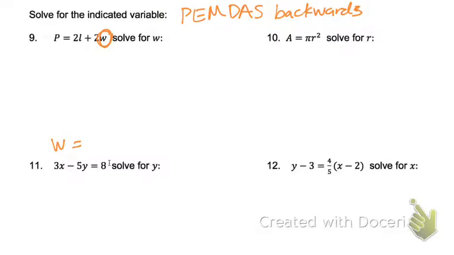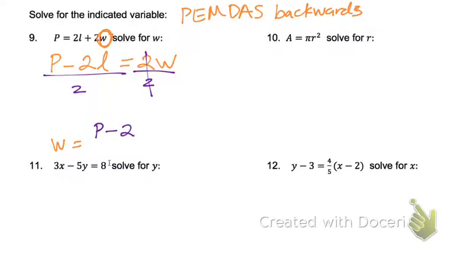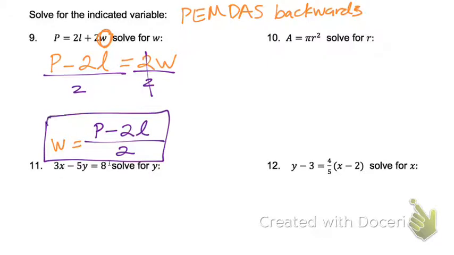So if I subtract 2L, I get P minus 2L equals 2W. So you do adding and subtracting first, then multiplying, dividing. Then I divide by 2. Are you dividing the whole thing by 2? So I get W equals P minus 2L divided by 2. I'm done. You don't have to simplify that more.